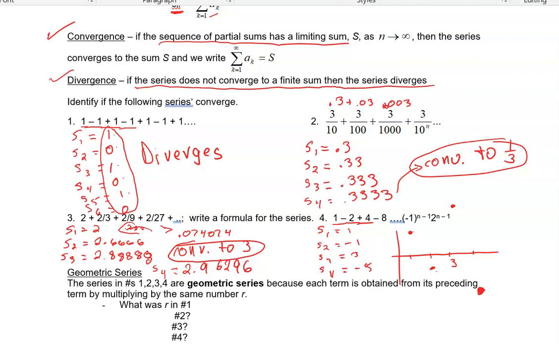So what we can see, this is similar to what we did yesterday when we graphed them. We're bouncing back and forth, but we're not converging upon anything. So this would be one that we say diverges.